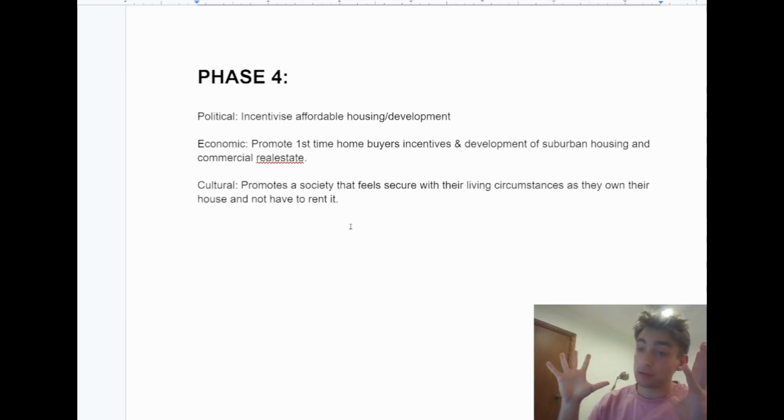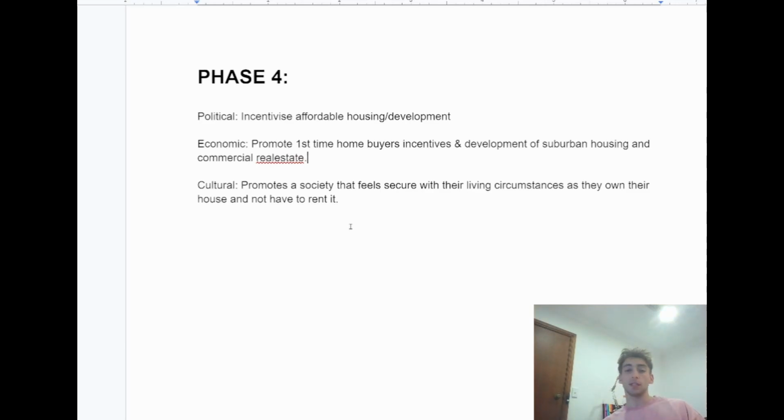On a cultural scale, this promotes a society that actually feels secure with their living circumstances, as they actually own their house. They don't have to rent it. They will have a new area to explore, building a new culture. Their children will be growing up in new areas to potentially go on to do great things, and they won't have to deal with the negative downfalls of their parents renting and not being able to afford a home.